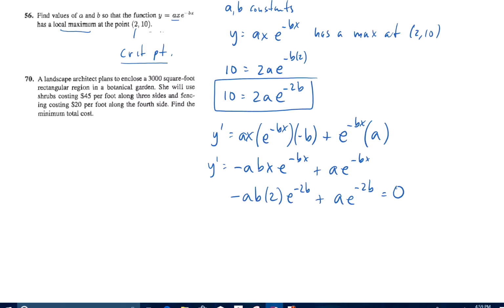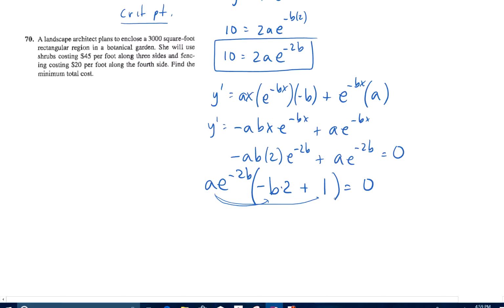So now let's go ahead and do things like this. If I factor out e to the negative 2b and factor out an a, then I get a e to the negative 2b times negative b times 2 plus 1 equals 0. So did I do that right? Let's check this out and see. If I multiply this times this, I get negative ab times 2 times that, and that times that gives me ae. Okay, good.